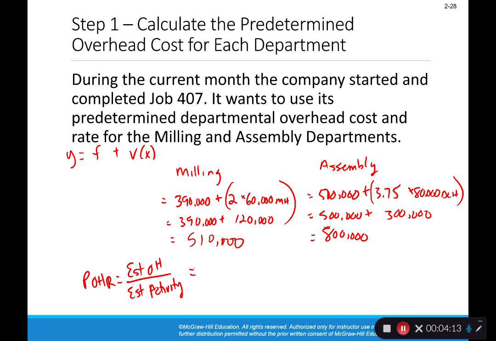So to get the predetermined overhead rate for milling, it's going to be 510,000 divided by the driver, which is those machine hours, 60,000. And then it's going to be 800,000 for assembly divided by the direct labor hours, which are 80,000. That's going to give me a predetermined overhead rate of 510 divided by 60, or $8.50 per machine hour for milling. And then $10 per direct labor hour for assembly.